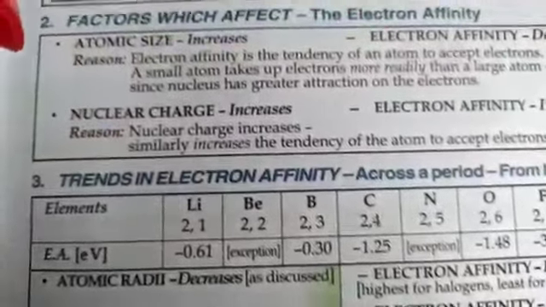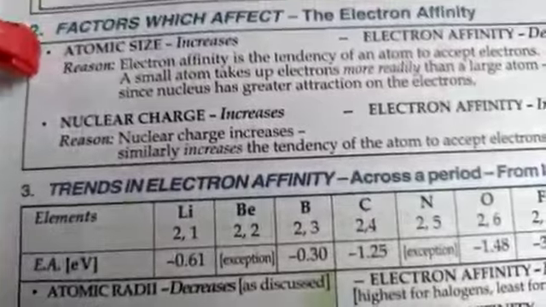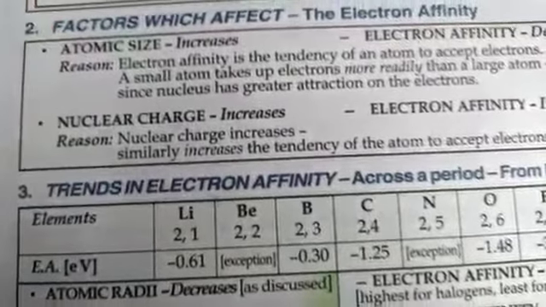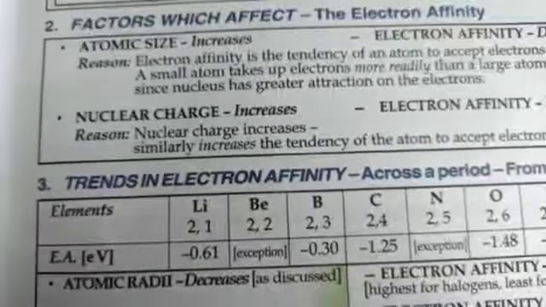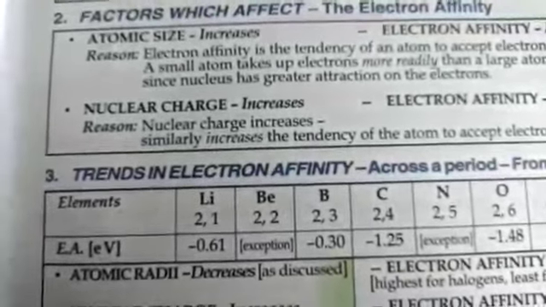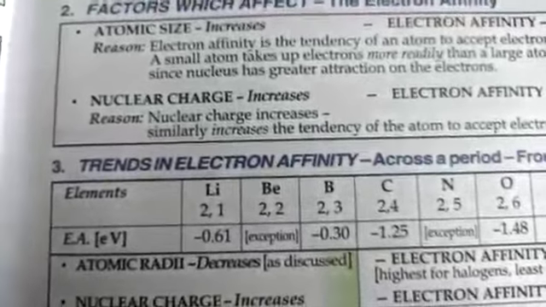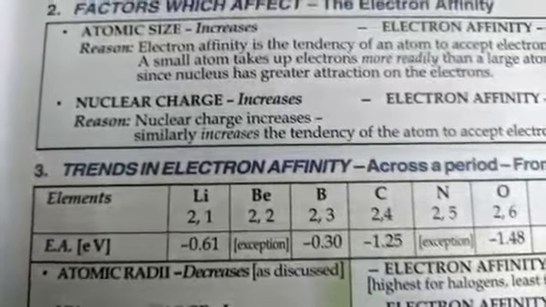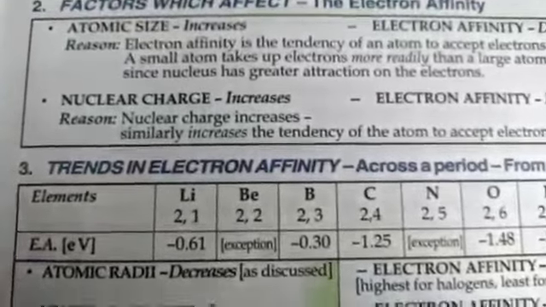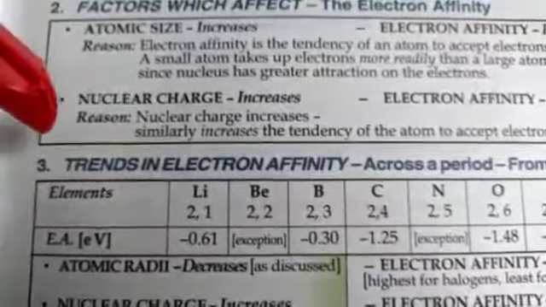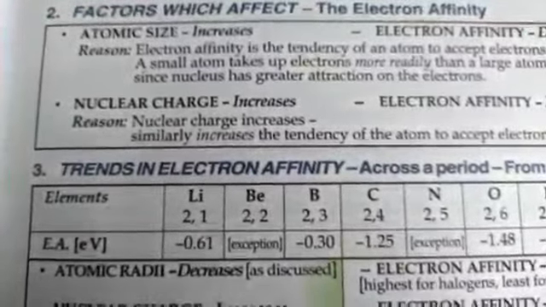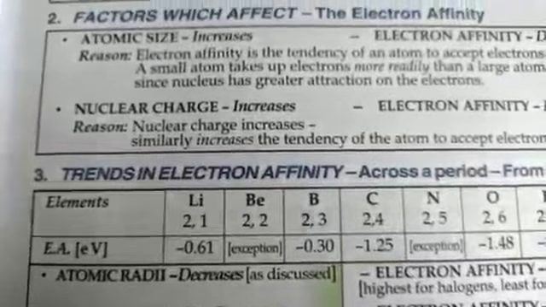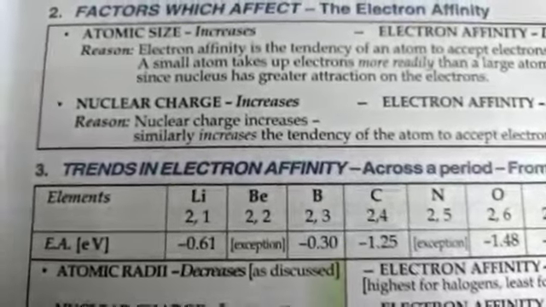So once again we'll talk about the factors affecting the electron affinity. The same reasons will work over here, that is atomic size. As the size keeps on increasing, electron affinity keeps on decreasing, because electrons will not be accepted by the atoms that easily. But when the nuclear charge increases, electron gain enthalpy keeps on increasing. As a result, the atom is going to accept an electron more readily.